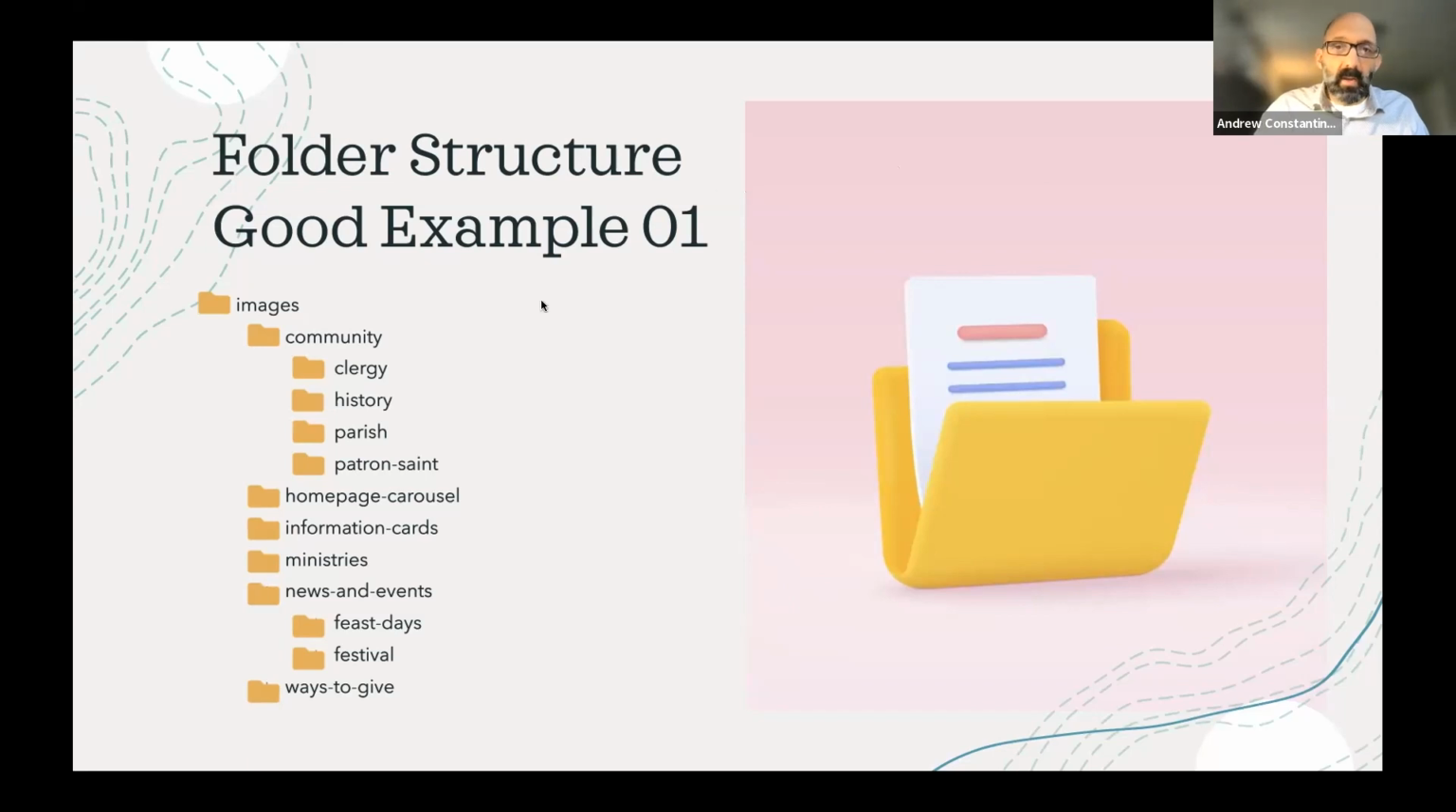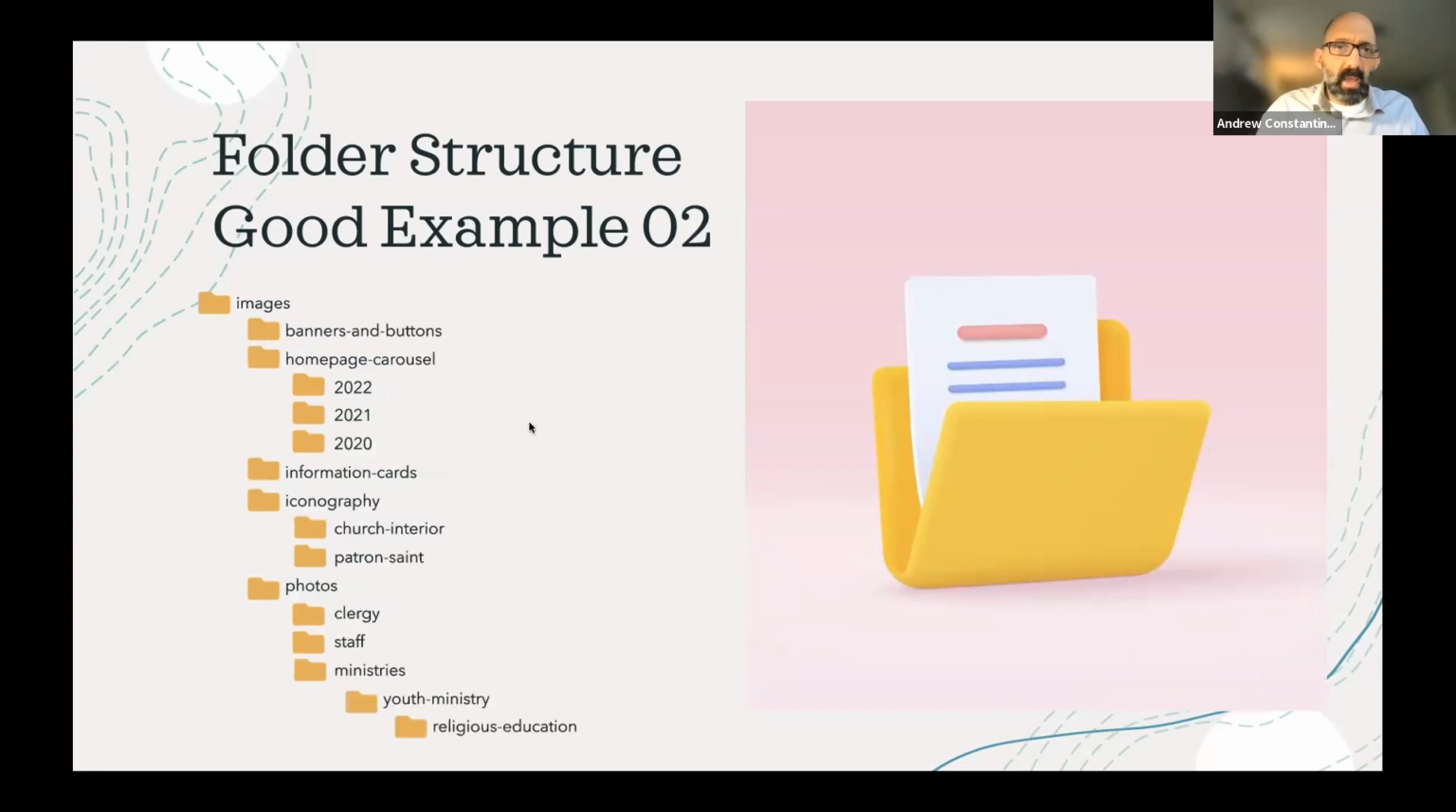Let's take a look now at another example. Again, this is within an images folder. We have a folder for banners and buttons. We've got a folder for homepage carousel, and you can see within that homepage carousel folder structure, we've got all our homepage carousel images organized by year. Below that, we've got our information cards.